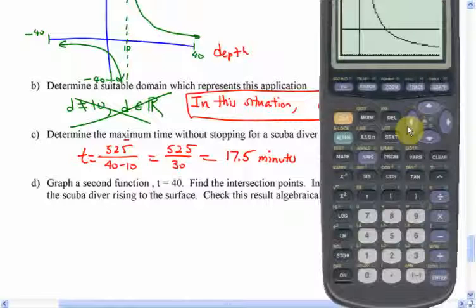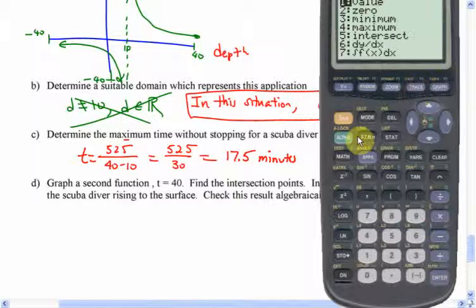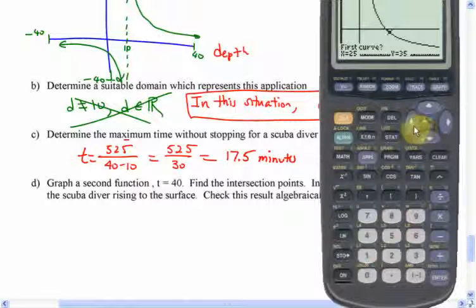And then what are we looking for here? The intersection points. For those of you who have your calculator, go ahead and do this, please. Second calc. Choose number 5. And then I'll say, yeah, that's my first curve. Press enter. That's my second curve. Press enter. Press enter one more time for a guess. Hey, there we go. 23.125.